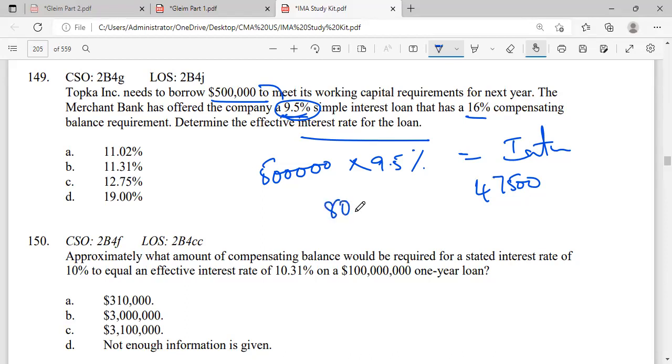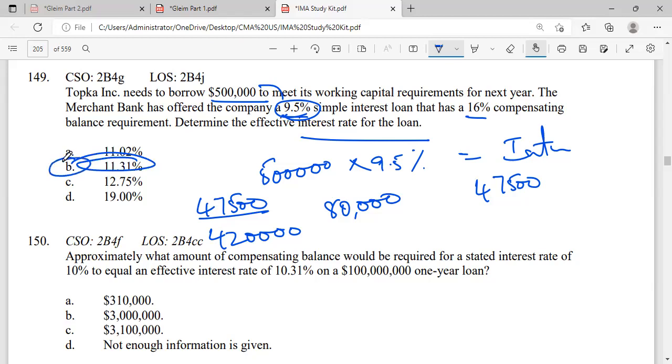Okay, 80,000 it is. So 500,000 minus 80,000 becomes 420,000. So 420,000, and your interest is 47,500. So 47,500 divided by 420,000 is equal to 11.31%. Option number B will be the answer. Are you guys there with me? I hope you guys are able to follow. Then next.